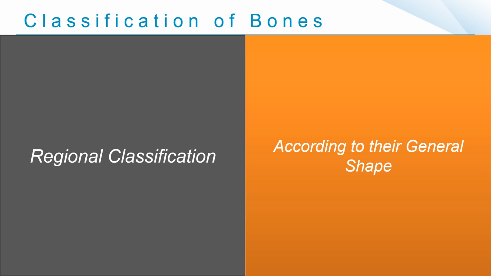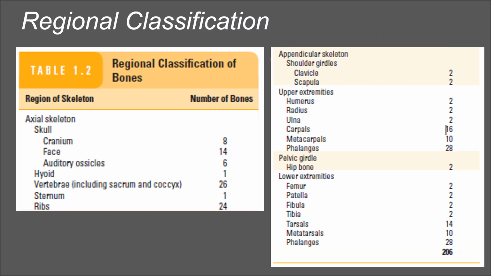There are two classifications of bones. You have the regional classification and one that is according to their general shape. So we go to the regional classification. There are a total of 206 bones in the body, and this is a table in Snell's that you can find of the total axial skeleton and the total appendicular skeleton.